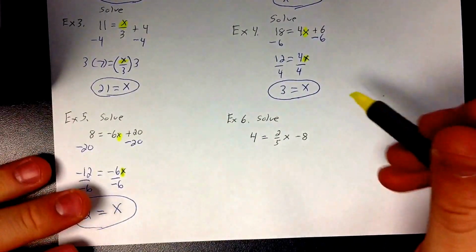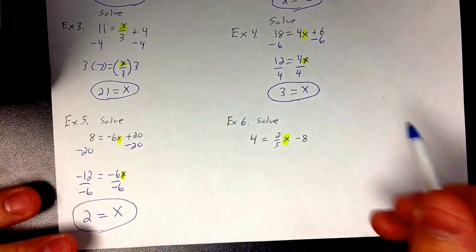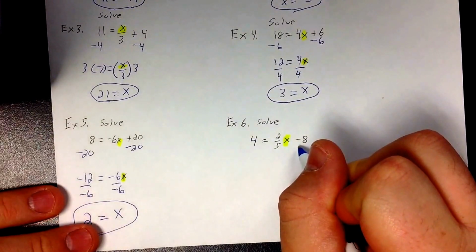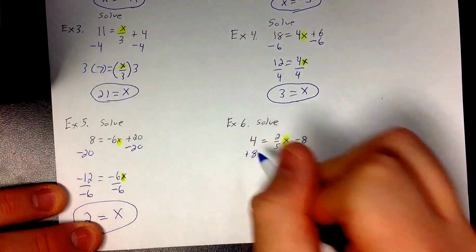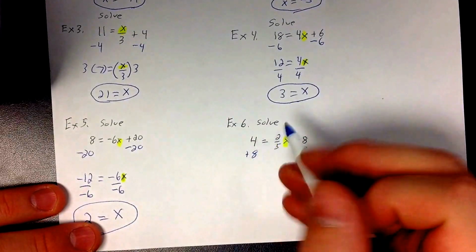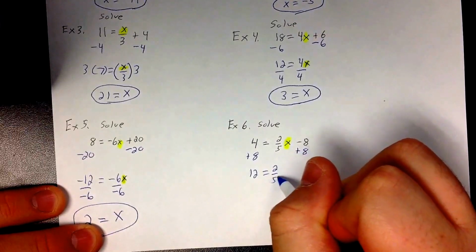Example 6, it's an equation, it's got an equal sign. The variable's on the right-hand side. So on the right-hand side, the addition or subtraction in this case is a minus 8. So I've got to do the opposite and add 8 to both sides. 4 plus 8 is 12, equals, then I bring down the 2/5 x.